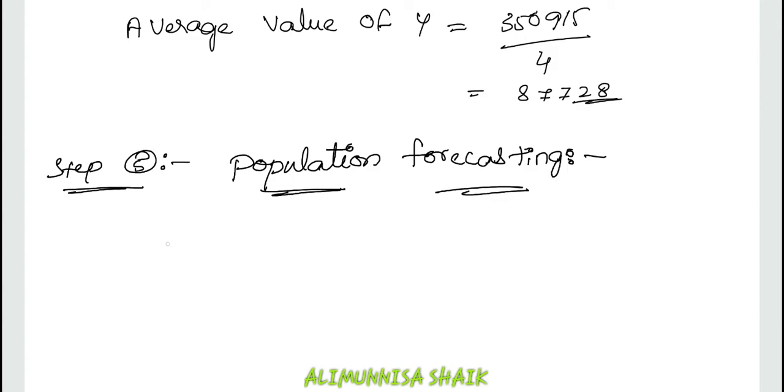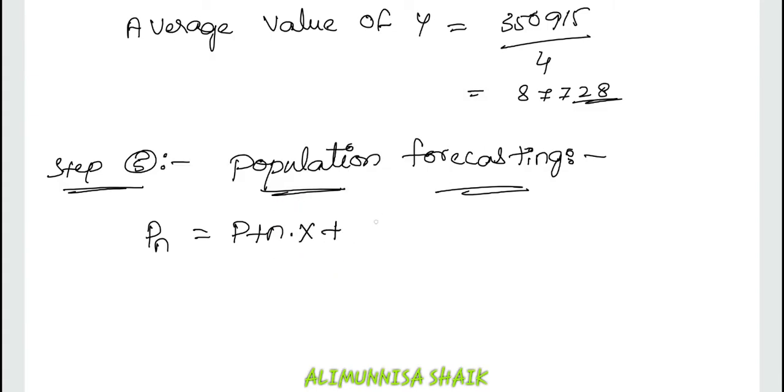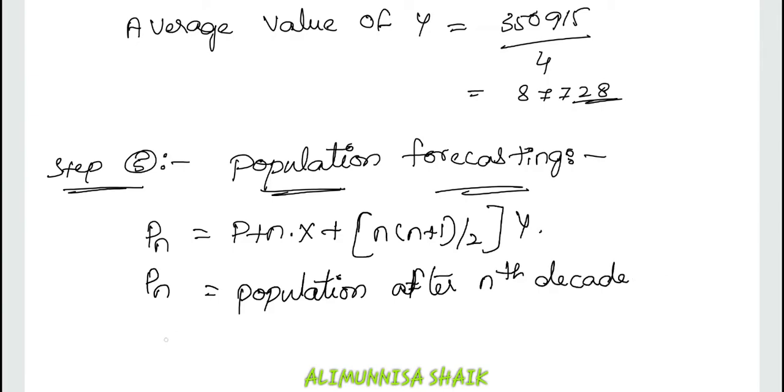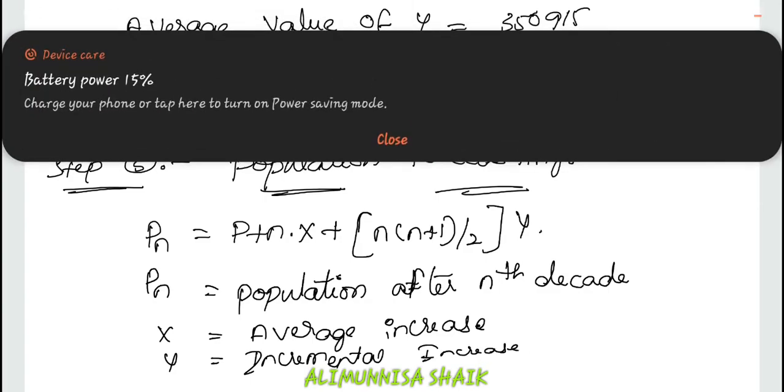The original formula is given as Pn is equal to P plus N into capital X plus N into N plus 1 by 2 into Y, where Pn represents population after nth decade, X is equal to average increase, and Y is given as incremental increase. Yeah, we know all the notations from this.